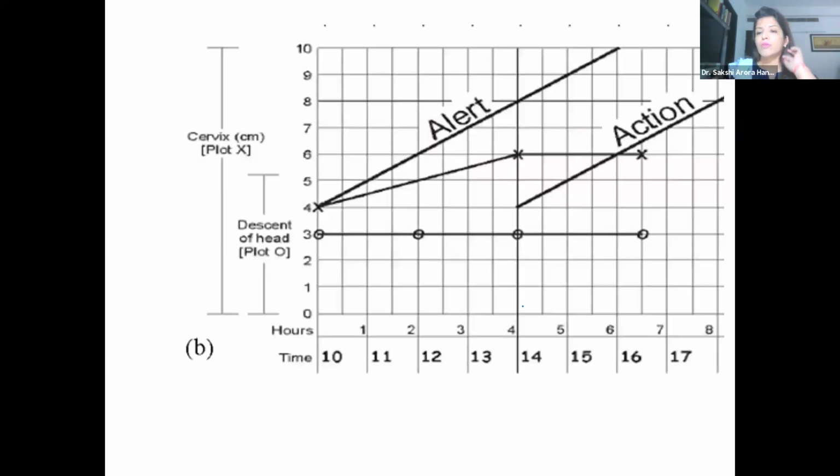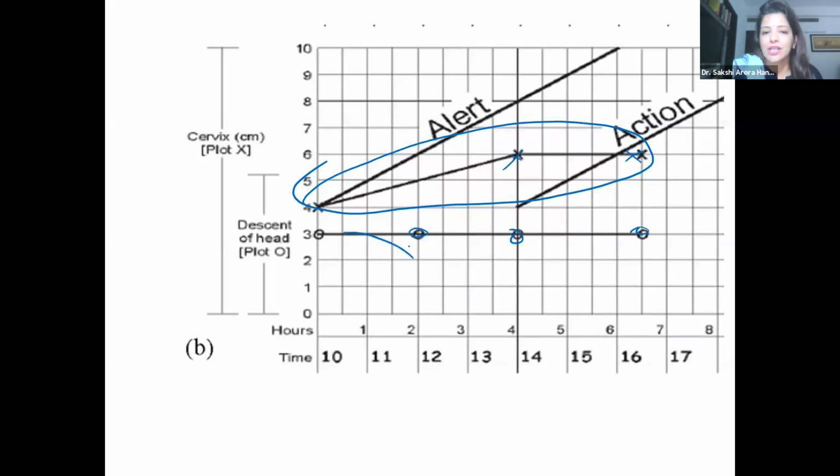Now, suppose if the progress of your patient is something like this, and there are two lines drawn there. One line joins the X's and one line joins the circles. Please disregard this line. This line is telling you descent of fetal head. And these days, we do not look at the descent of fetal head. So even if it is marked on a partogram, do not think anything about it. Only look at the line which joins the cross marks, right?